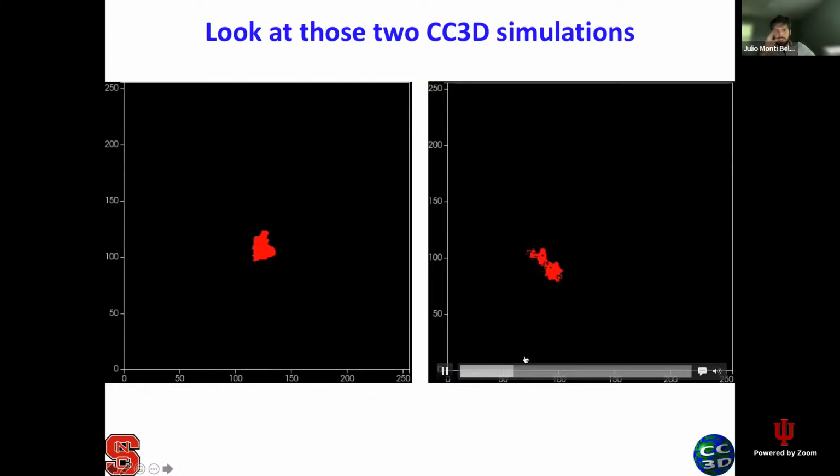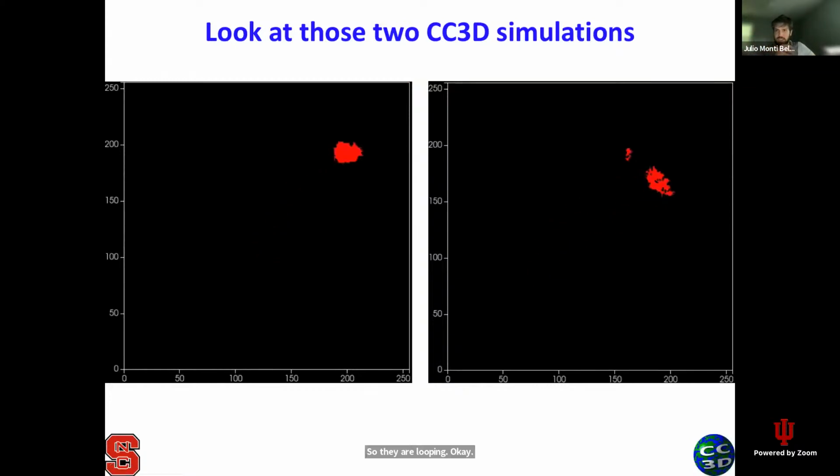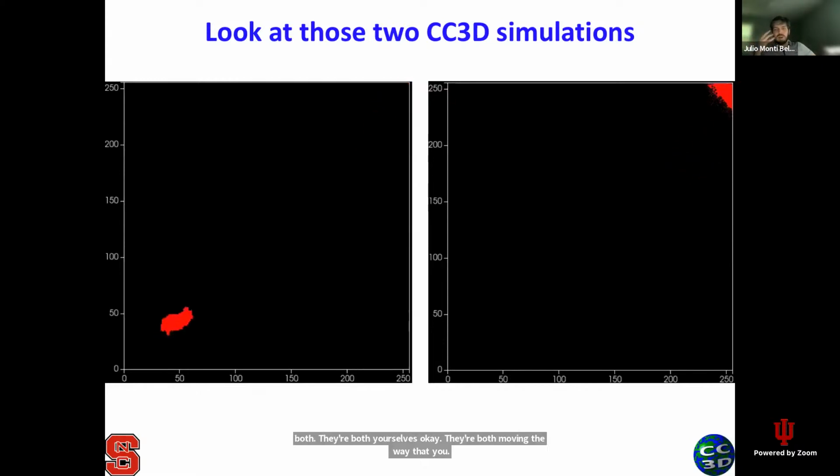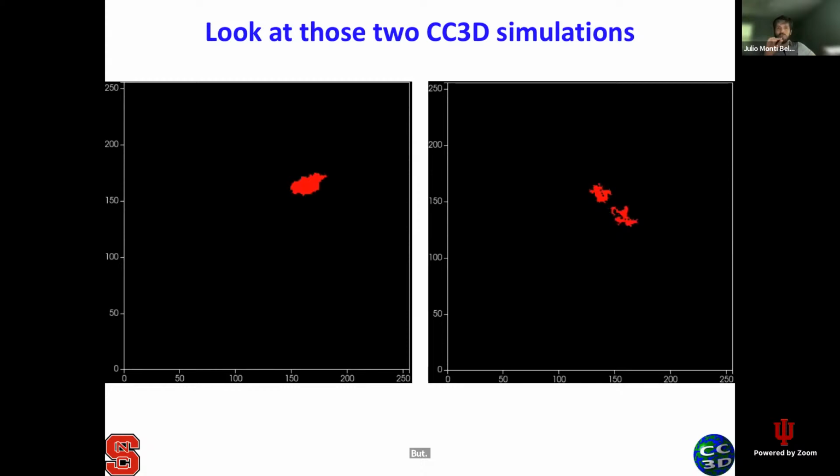So they're looping, okay? They're both two cells, okay? They're both moving the way that I want them to move. But tell me which one you think is a good model output and which one you think is a bad model output. Type in the chat. Is it the one on the left or the one on the right?